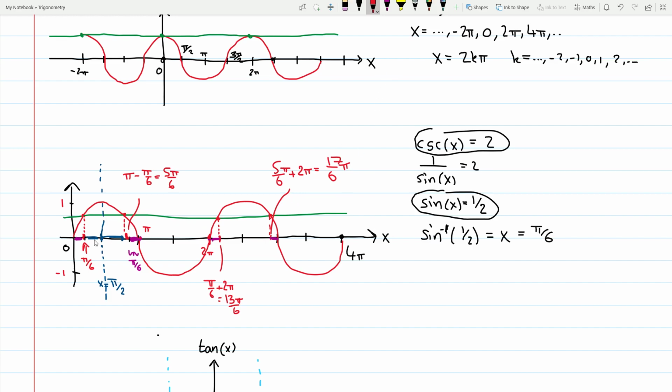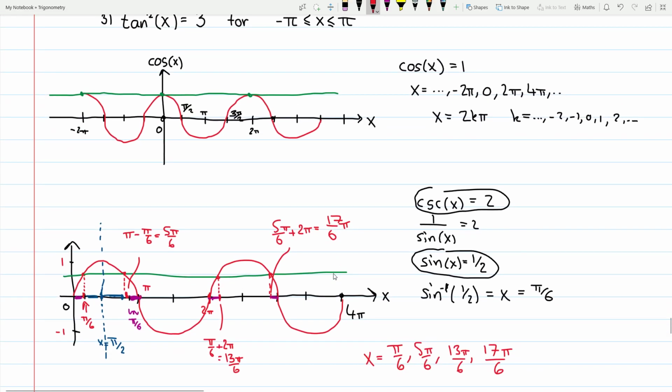And so using the graph and its symmetries, we've found all the values of x between 0 and 2 pi for which sine of x equals a half, which is exactly the same as when the cosecant equals 2. And this is precisely when x equals pi over 6. X equals 5 pi over 6. X equals 13 pi over 6, which is this value here. And finally, x equals 17 pi over 6. And this gives us all the solutions.